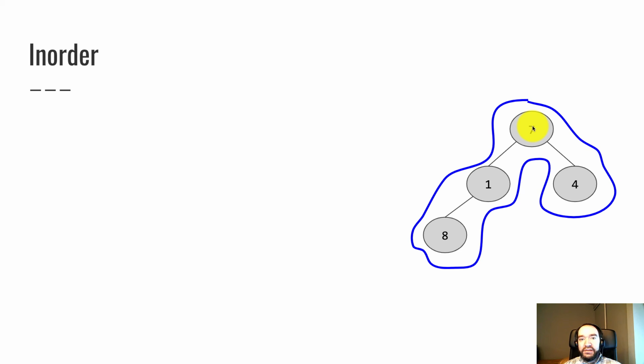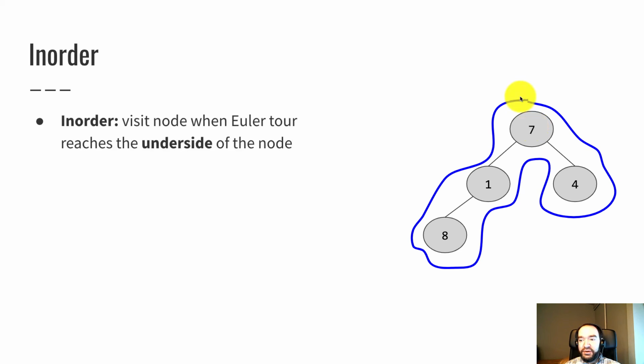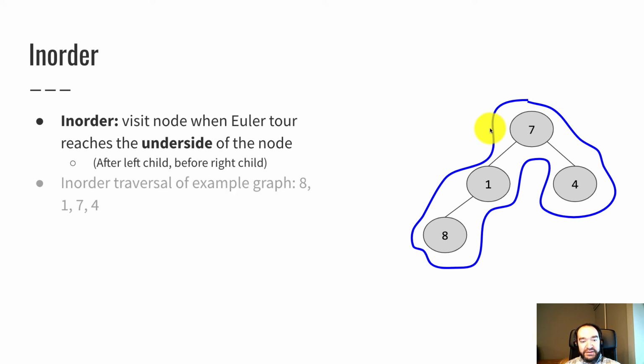Okay, inorder is the traversal that we get when we do an Euler tour and we visit a node when we reach the underside of the node, meaning between the two children. So that's after the left child, but before the right child. So let's go through that example again. I'm going to call out the keys in the nodes when I am at the underside to achieve an inorder traversal. So here we go. We got a ways to go before we get to the first one. But it goes 8, then 1, then 7, finally 4. And then we have to finish up the tour and get back to the root.